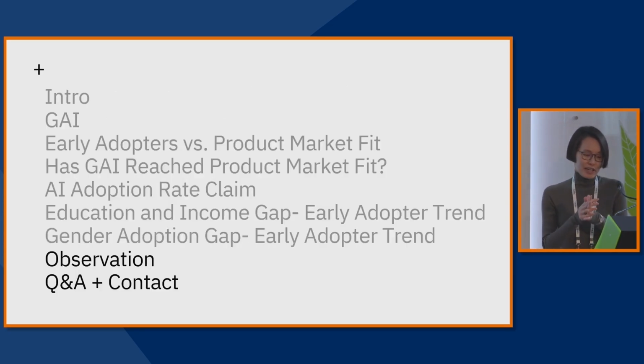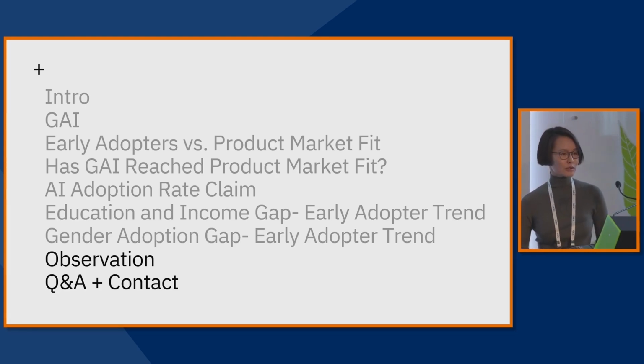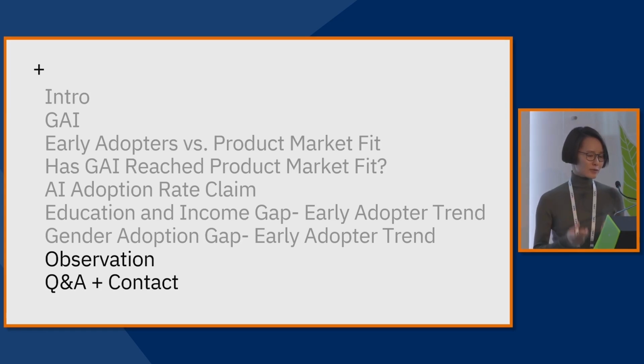So now we have learned about where AI is in the adoption distribution. We have also looked at the different trends among the early GAI adopters. So I'm just going to walk you through two observations that I got after I read through the studies, and then I will open to questions.